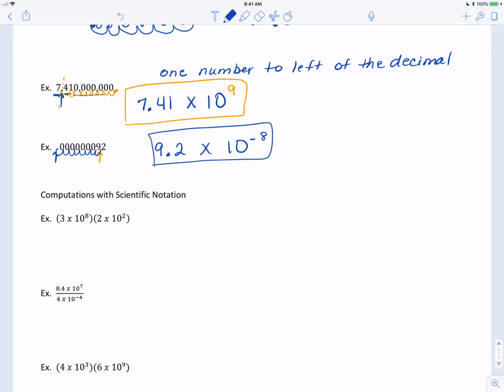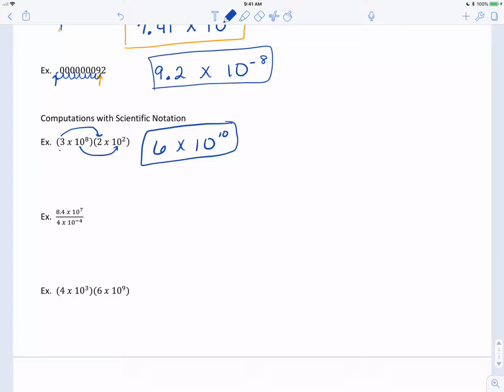All right, so doing computations with scientific notation isn't too bad at all. We're going to just remember everything in here is multiplied because it's 3 times 10 to the 8th times 2 times 10 squared. Well, all we're going to do is say, okay, well, what's 3 times 2? Well, that's 6 times 10 to what power? 10 to the 8th times 10 squared. What do we do with our exponents there? We add them. So 8 plus 2 is 10. So this becomes 6 times 10 to the 10th power.